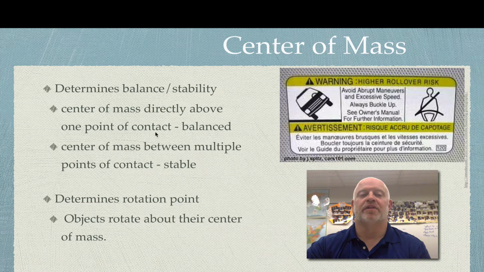If you have a center of mass between multiple points of contact, which means let's say you have 4 wheels on a car, or 3 legs on an end table, or us on our own 2 feet, that means we have a certain amount of stability, and our center of mass has to be between those points of contact, not in the middle, but someplace between them for us to be stable.